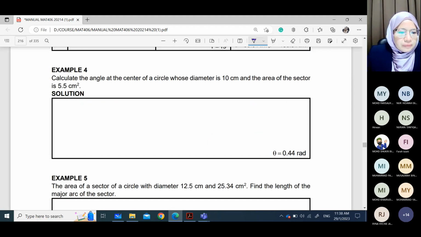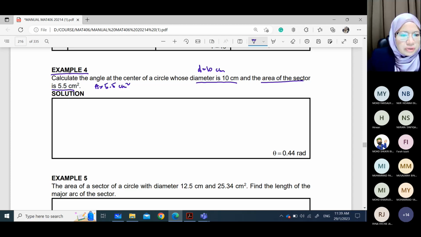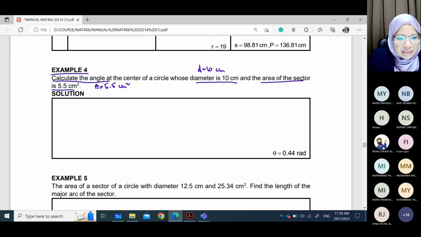Alright, so tengok example 4. Calculate the angle at the center of a circle whose diameter is 10 cm, and the area of a sector is 5.5 cm squared. So the question asks you to calculate the angle at the center of a circle. Kena cari angle dia. Circle dia ada diameter 10 cm. So bila diameter 10 cm maksudnya radius dia adalah 5 cm.